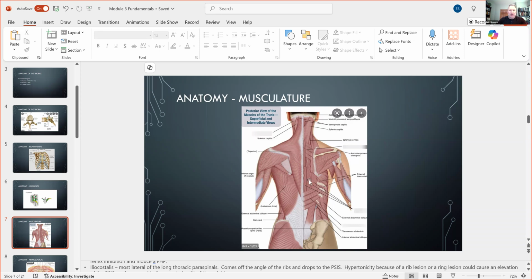So I always look at it from a perspective of we go SLI. So semispinalis, longissimus, iliocostalis is the most lateral. What this does is it attaches to the inferior posterior elements of the tubercles of the ribs, and it comes down throughout the thorax, multiple slips here, attaching to multiple levels of the rib cage, and should attach to the PSIS.